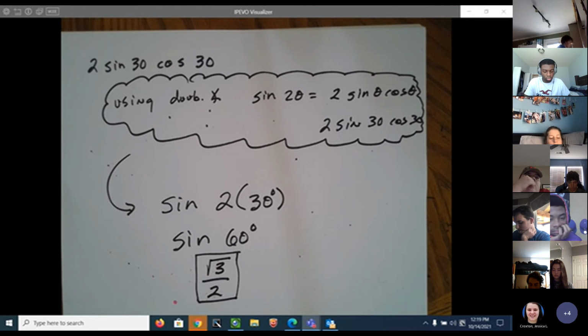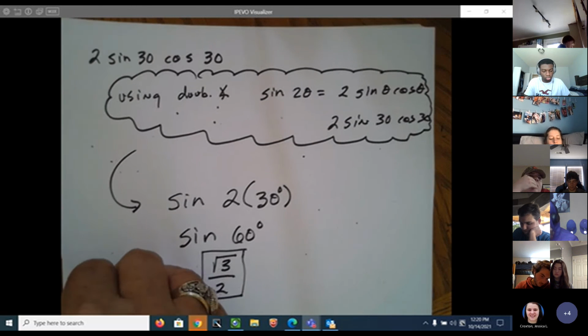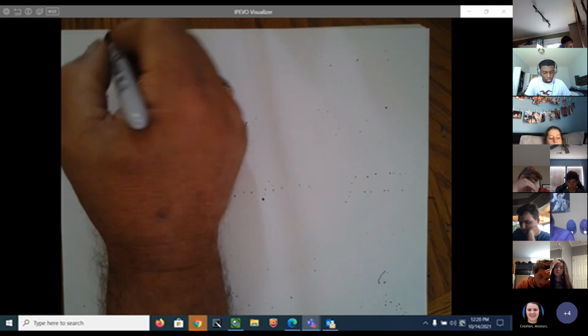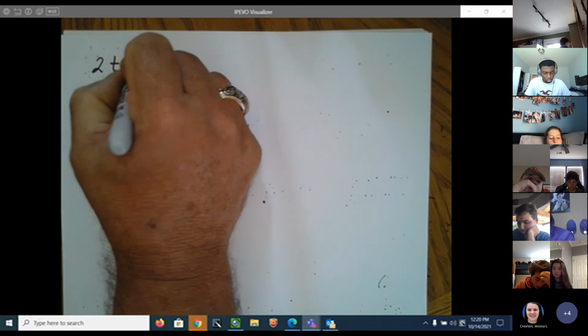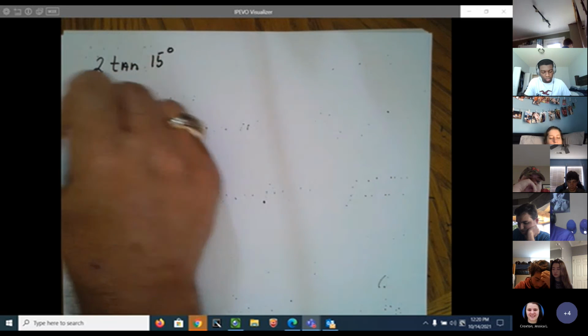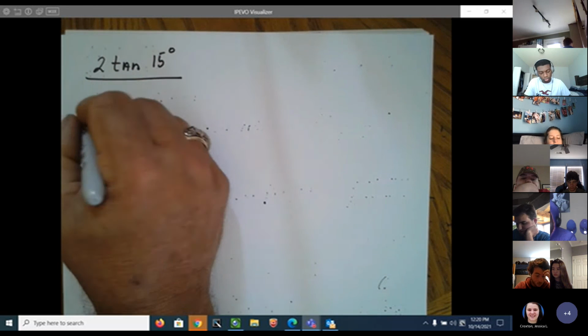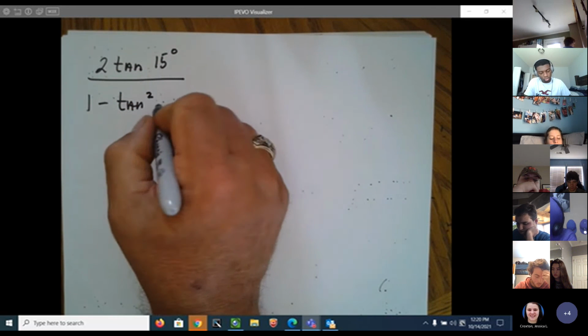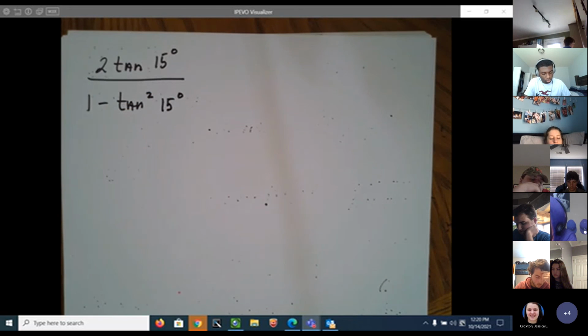All right, let's do another one. Now this one, you're probably going to choke on it because it's going to be so much that you don't want to look at it. 2 tangent of 15 degrees over 1 minus tangent squared of 15 degrees. All right, I want you to match it up. These are just drills to get you to match up the identities.